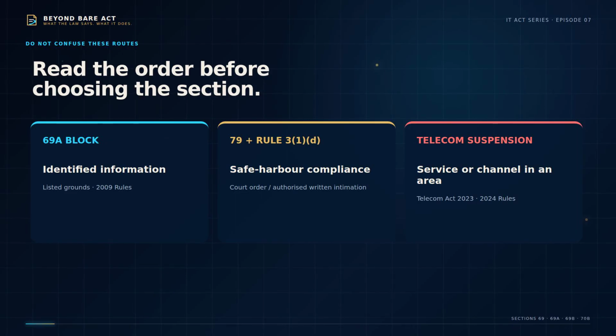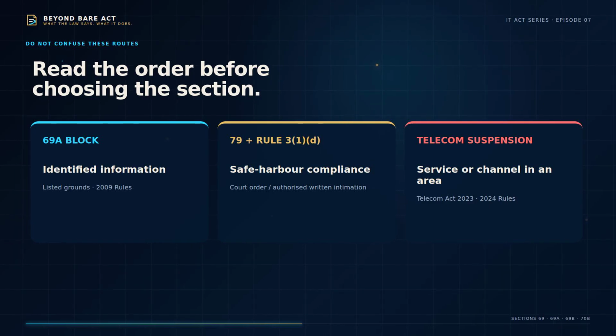First, Section 69A, central government blocking of public access on its listed grounds through the 2009 process. Second, Section 79(3)(b), read with the current Rule 3(1)(d), the actual knowledge route affecting an intermediary's safe harbour. Under the Consolidated Rules current in August 2026, actual knowledge arises through a competent court order or a reasoned written intimation from a properly authorised government officer. The information must be specifically identified, and the current compliance period is 3 hours. This is a different legal architecture from Section 69A. Read the order before choosing the section.